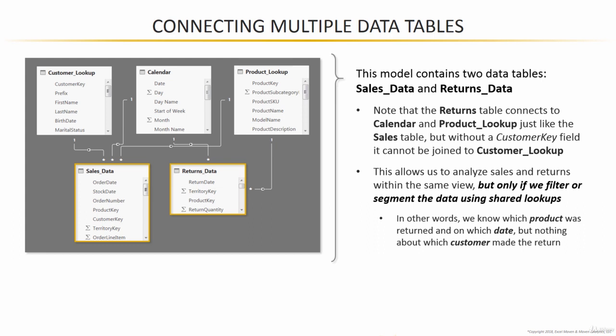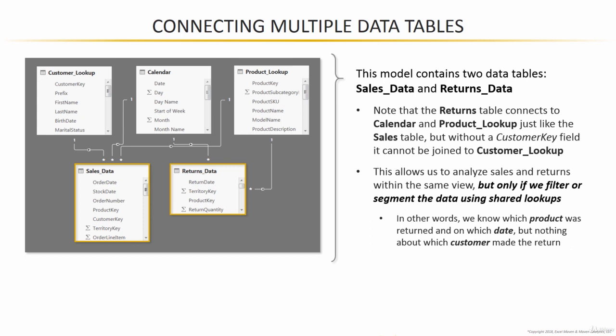So what you may be noticing here is that we've successfully integrated that returns data into the model, but we did not attempt to make any kind of relationship between the returns data and the sales data. And the reason for that is that no matter which fields we tried to use to form a relationship between those two data tables, we're always going to run into a many-to-many relationship error.